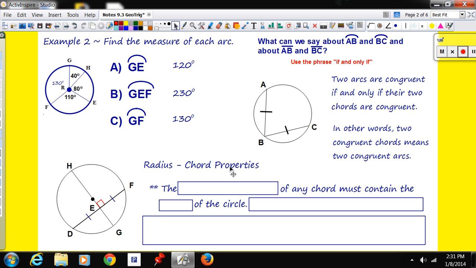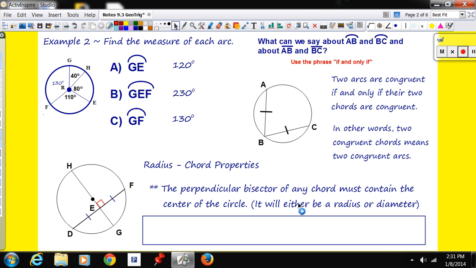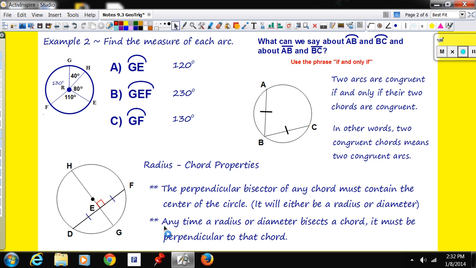Radius and chord properties. The perpendicular bisector of any chord. So you see this chord DF right here? If I'm perpendicular and I'm bisecting it, then it must contain the center of the circle to do that. The only way that I could be cutting this chord exactly in half and making it 90 degrees is if I went through the center point. That means it's going to either be a radius or a diameter, because that's the only way it could go through the center. So the perpendicular bisector of a chord must contain the center of the circle.